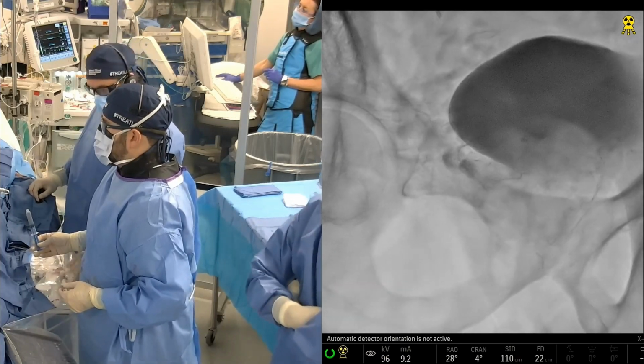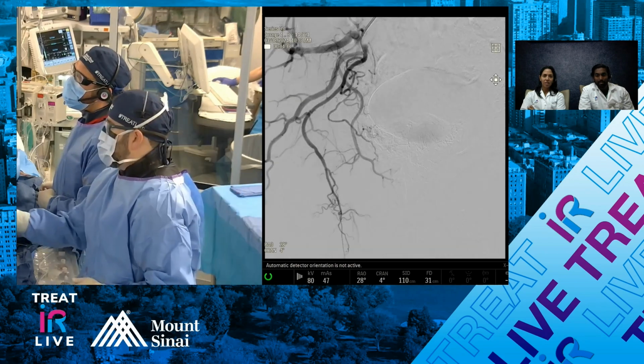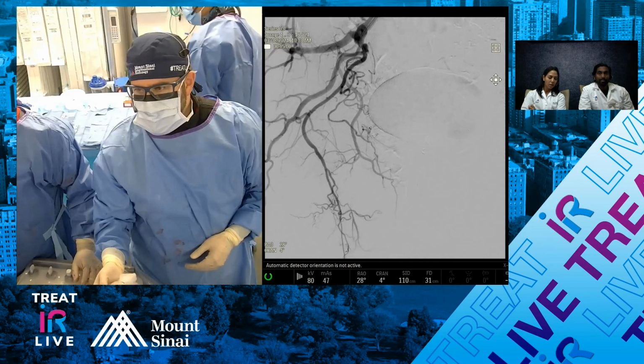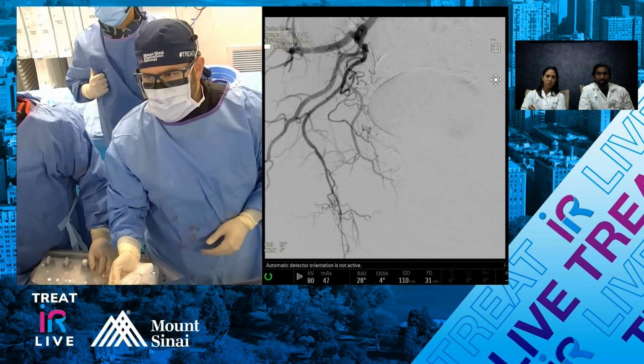Yeah. We're going to do a final run. Do we have another vessel there? What do you guys think of that branch off the pudendal? Actually, no, it looks like rectal. See that? Yeah, no, I think you're done here.